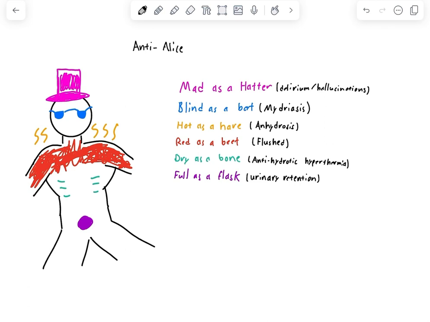So this is a very ugly image that I drew myself, and the whole purpose of it was to help demonstrate what some of the common effects of anticholinergic toxidrome look like, what it presents like, and hopefully this helps you. If not, well, it was worth the effort. So let's go ahead and get into it.